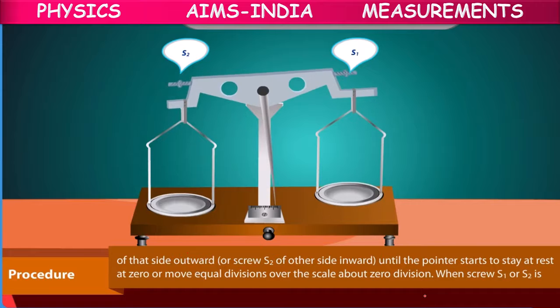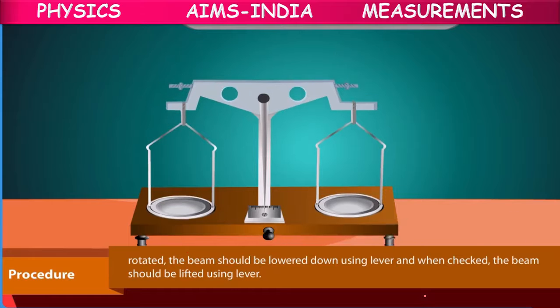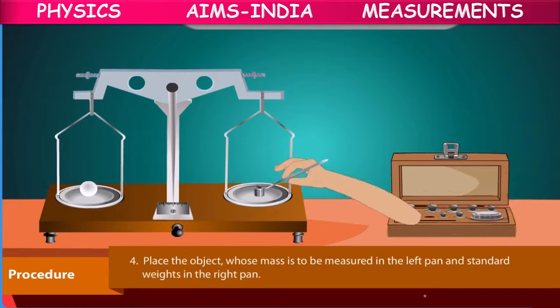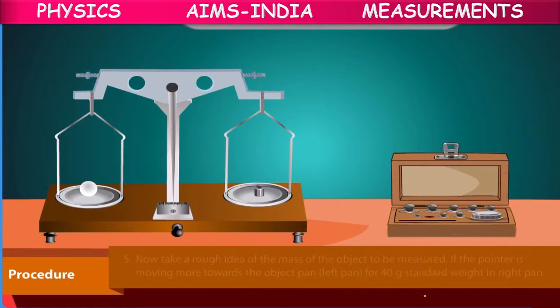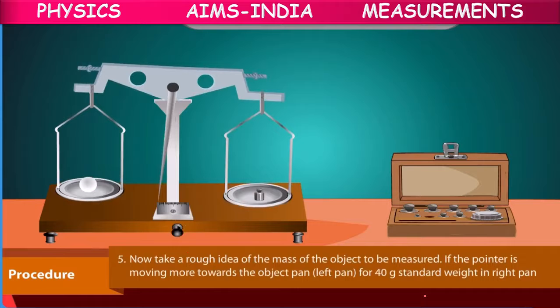When screw S1 or S2 is rotated, the beam should be lowered using the lever, and when checking, the beam should be lifted using the lever. Place the object whose mass is to be measured in the left pan and standard weights in the right pan. Now take a rough idea of the mass of the object to be measured.